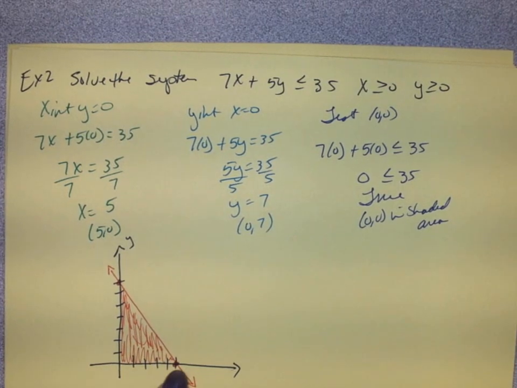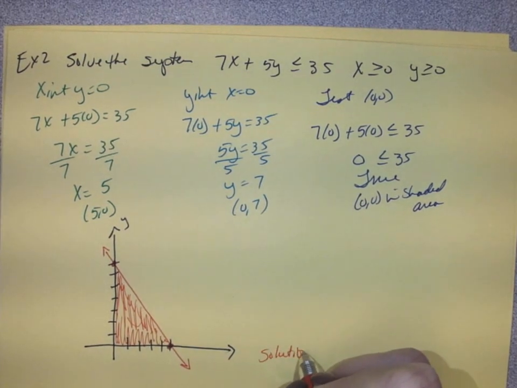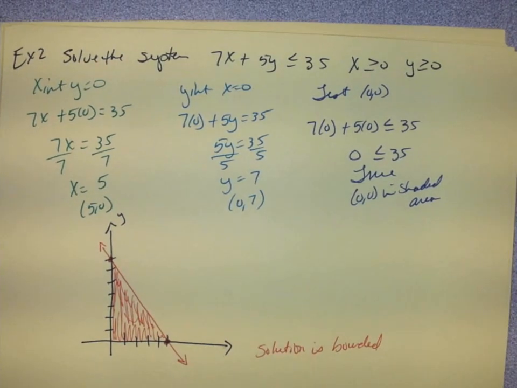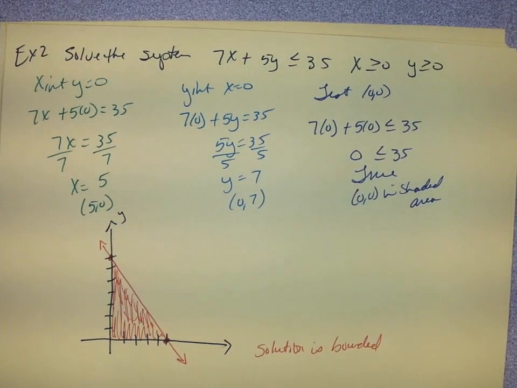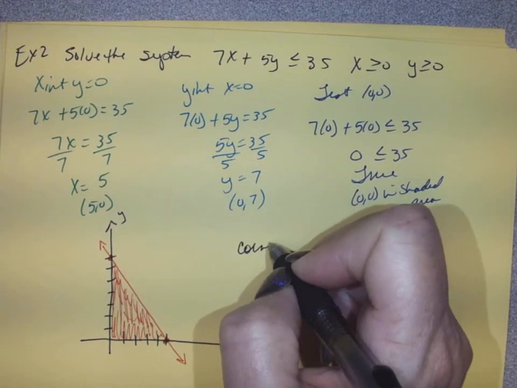Okay, now because this is solid on all lines, that is bounded. So the solution is bounded, versus the last one was unbounded. And we're going to discuss the corner points.